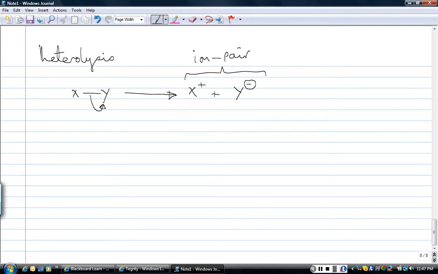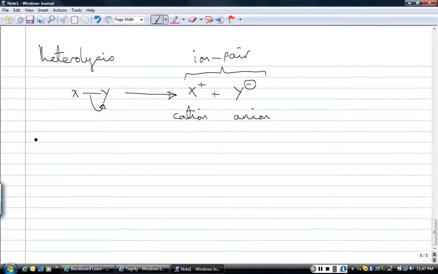Right? This, of course, is a cation. This, of course, is an anion, and they are very separate types of species. And because their characters are so different, I'm going to call this lysis of the bond heterolysis, meaning that I've created two different kinds of species.